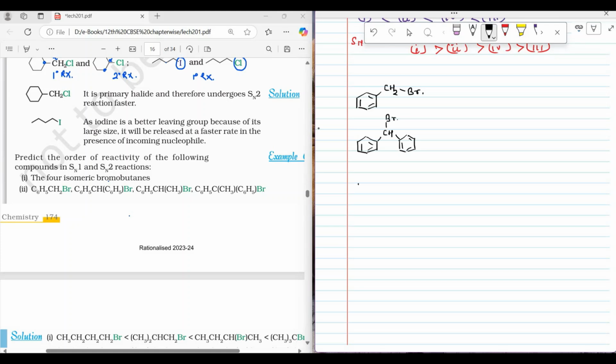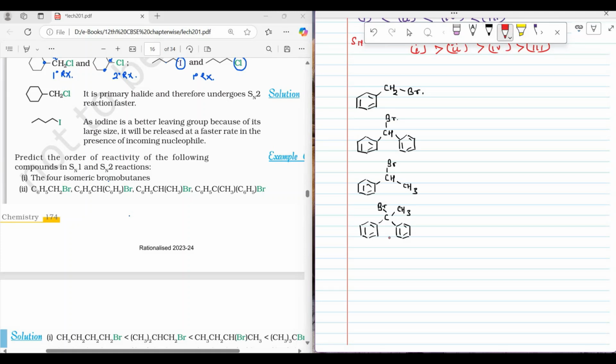In the third structure, again phenyl group is there. And this phenyl group is bonded to CH. CH is bonded to CH3 and here it is bonded to Br. And in the fourth structure, there is again phenyl group. It is bonded to carbon and here one side it is bonded to Br, other side it is bonded to CH3 and on the other side it is bonded to phenyl group.